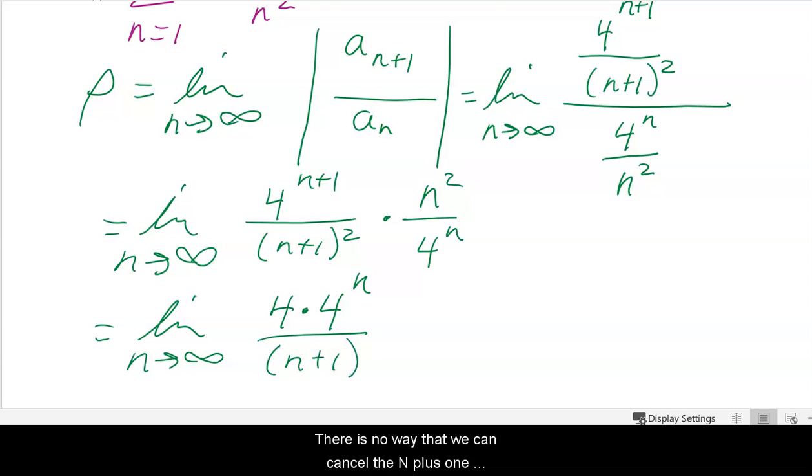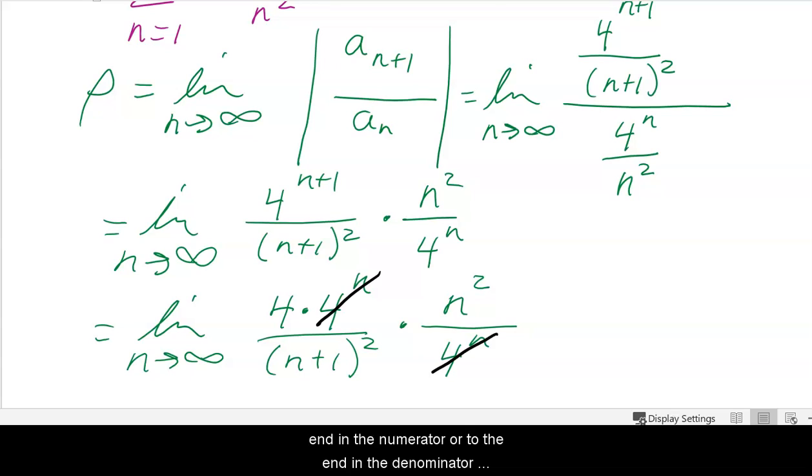There is no way that we can cancel the n plus 1 quantity squared with the n squared, because the base of this one is n plus 1 and the base of this is n. However, by pulling one of the 4's off of 4 to the n plus 1, we now have two common factors, 4 to the n in the numerator, 4 to the n in the denominator, and they do cancel. Once we cancel those out, we will need to evaluate the rest.